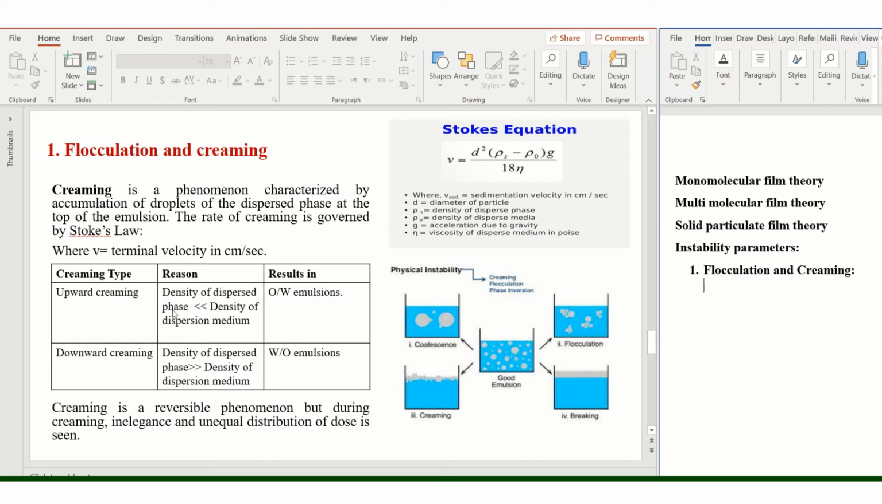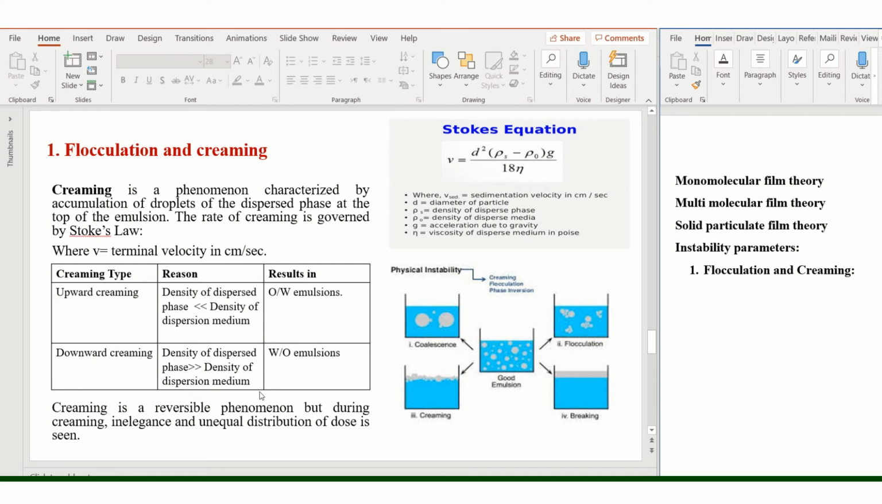The density of the dispersed phase: if it is much less dense than the density of the dispersion medium, all the globules will tend to come closer and then tend to float on the formulation. That phenomenon is known as upward creaming. Similarly, if the density of the dispersed phase is much greater than the density of the dispersion medium, this sedimentation is seen at the bottom of the container, known as downward creaming. This is mostly seen in water and oil type of emulsions.